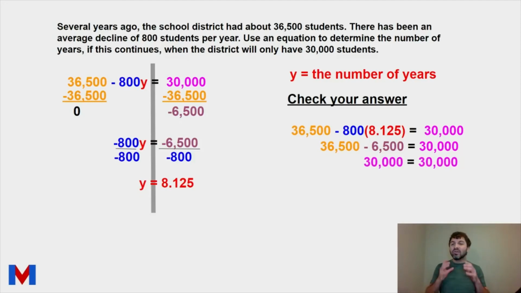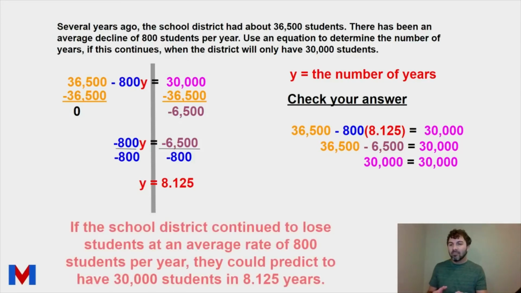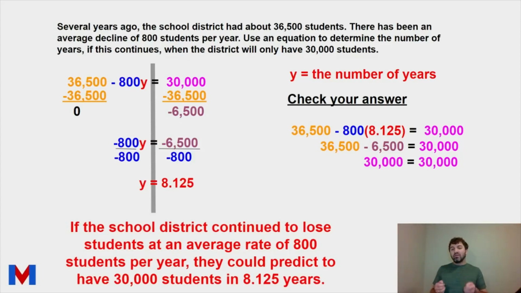So now, with confidence, I can say that if the school district continues to lose students at a rate of 800 students per year, they can make a prediction that they're going to have 30,000 students in 8.125 years, or 8 and an 8th year. Okay?